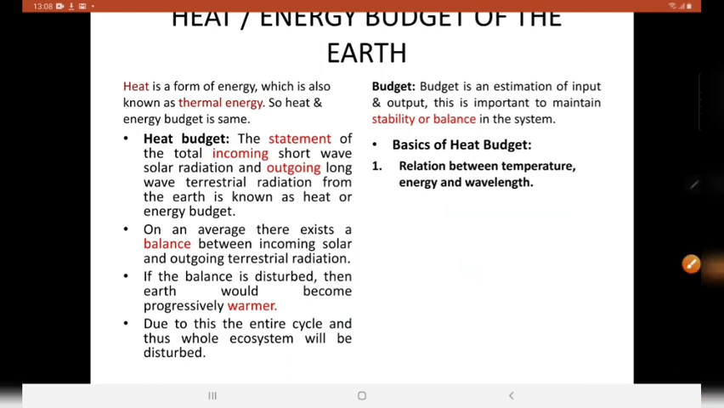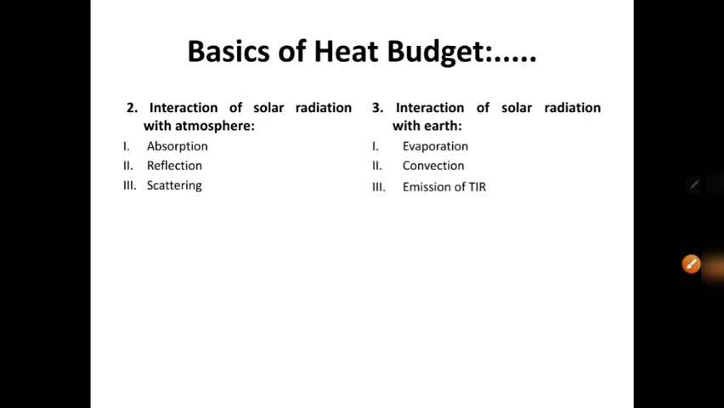Now, second, interaction of solar radiation with the atmosphere. There are three major types of interactions which take place between solar radiation and atmospheric components, that is gases, particulates and clouds or vapors. The first is absorption.